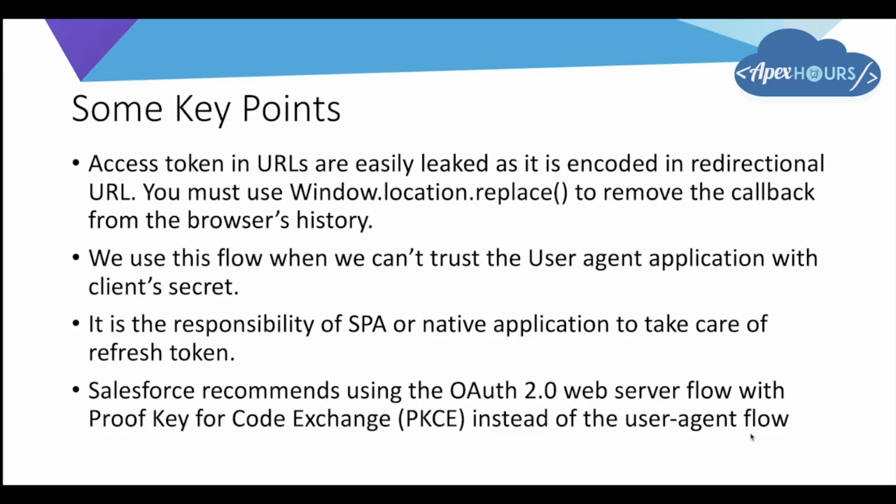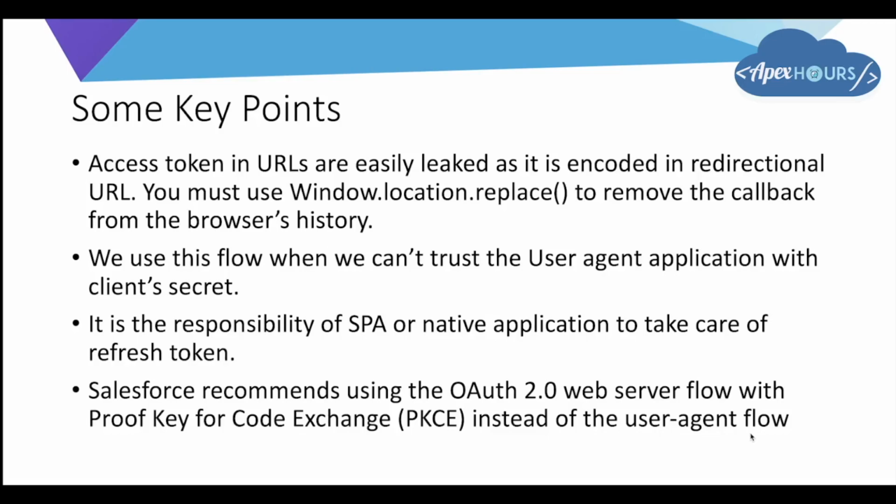We use this flow when we can't trust the user agent application with the client secret. That is one of the key reasons why we want to use the user agent flow: we don't want a client secret to be shared with those applications. It is the responsibility of the SPA or native application to take care of the refresh token. Once they get the access token, they can also get a refresh token, and the refresh token is a sensitive thing which they need to take care of so that it doesn't get leaked.